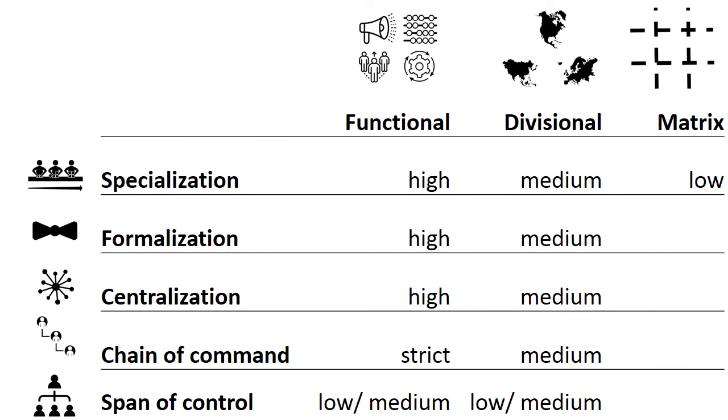Matrix structures tend to be low in specialization because you're working on all these different teams. They tend to be low in formalization. They tend to be lower in centralization. They tend to be lax in chain of command. And they tend to be high in span of control. And again, by high span of control, I mean each manager has a lot of direct reports. So again, this isn't paint by numbers, and there's a lot of diversity within this chart, but I'm presenting it to you in a simplified way so you can understand the basic concepts of these three different organizational structures.